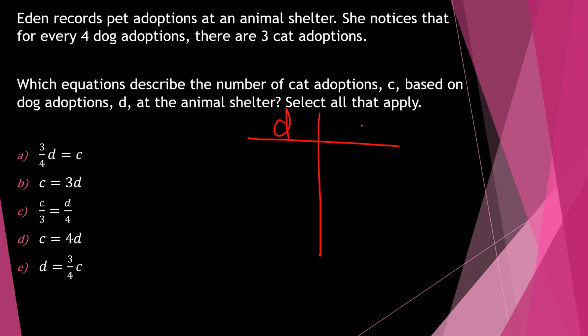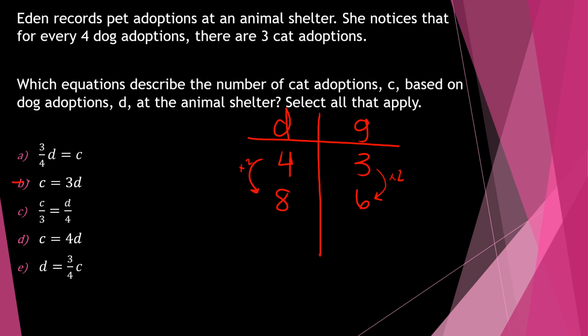So I'm going to have a D here and a C. So for every 4 dog adoptions, there are 3 cat adoptions. If there are 8 dog adoptions, there are going to be 6 cat adoptions. Okay, I'm multiplying by 2 on this side, so I'm going to multiply by 2 on this side. So a quick way to check this is to pick one of these pairs and just plug them into our equations to see if they work.